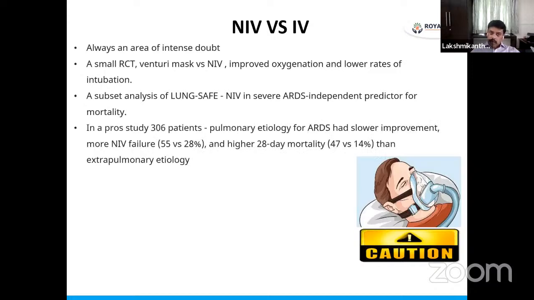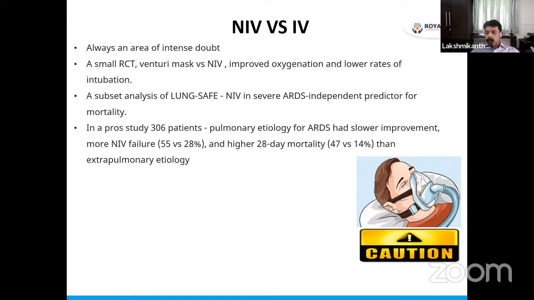There were further subset analyses, and in a prospective study of 3,306 patients, it was found that in a specific group of patients, those with a pulmonary etiology, there was slower improvement, more NIV failure, and more mortality than with extrapulmonary etiology.